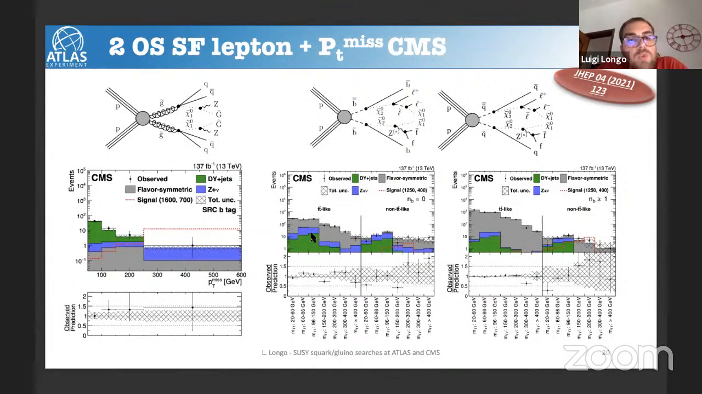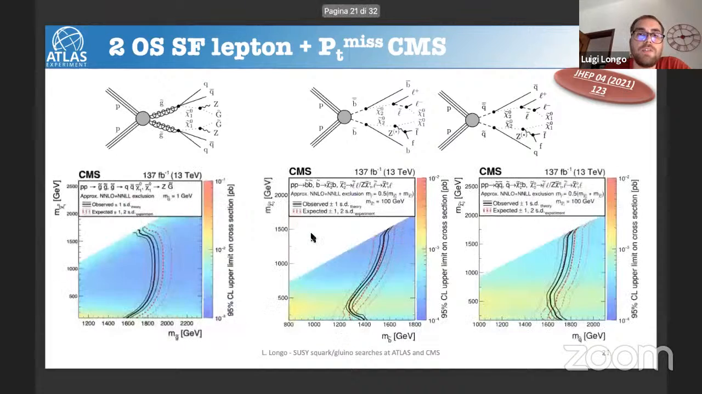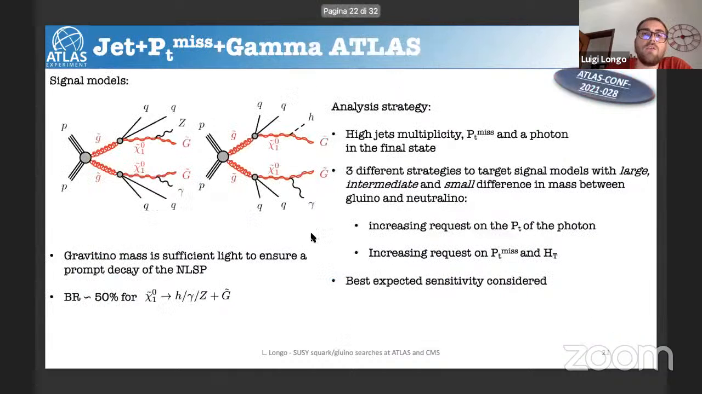There are some plots to show the Monte Carlo comparison, and you can see here there was unfortunately no significant excess, and for this reason, also in this case, counter-exclusion plots were produced. You can see here the reach of the area that was excluded for the 3 different signal models that have been considered. So moving now to ATLAS.